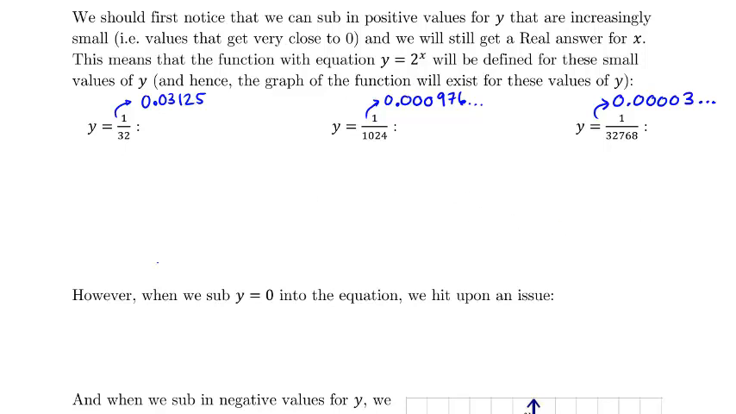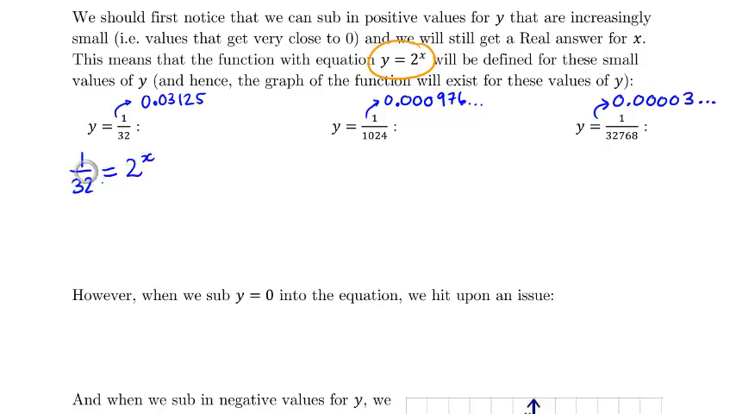Hence, we will have a coordinate pair, in other words, a point that we could plot on the Cartesian plane, and it would be part of the graph of this function. So let me show you this, guys. Let's sub in y is equal to 1 over 32. And we would get this, 1 over 32. Remember what we're subbing it into, guys. We are subbing it into this equation over there. So I'm subbing it in for y. So that's going to equal 2 to the x.